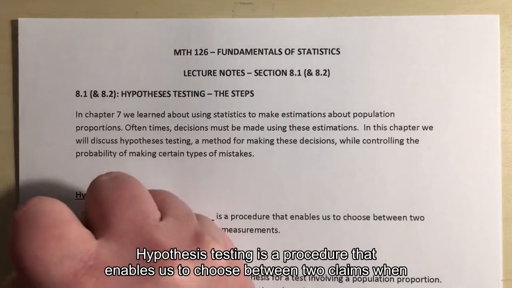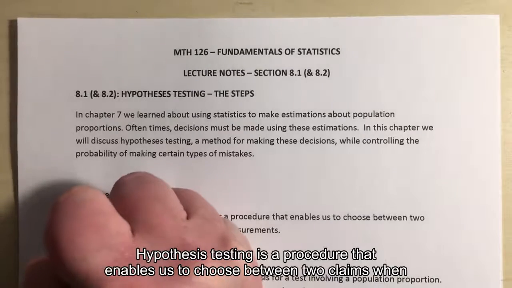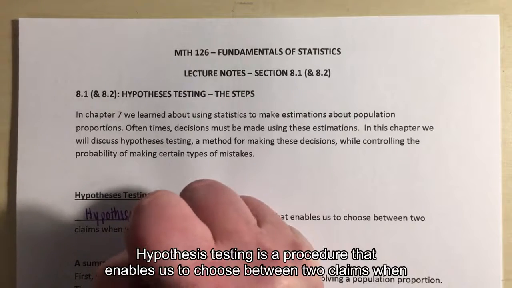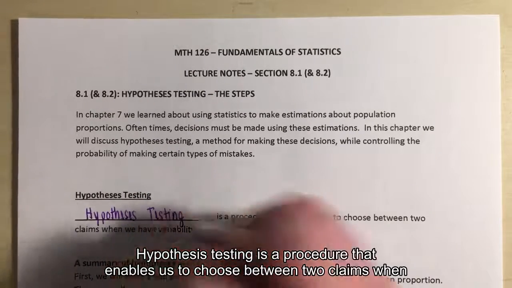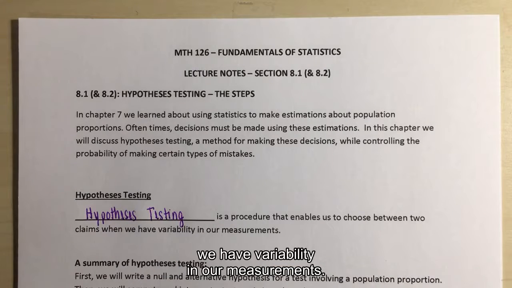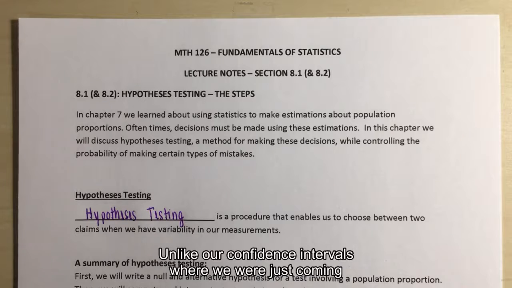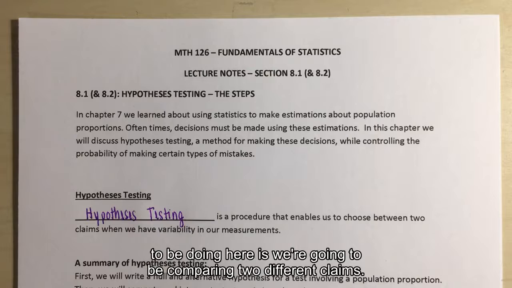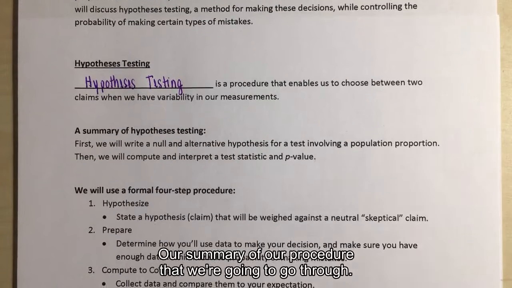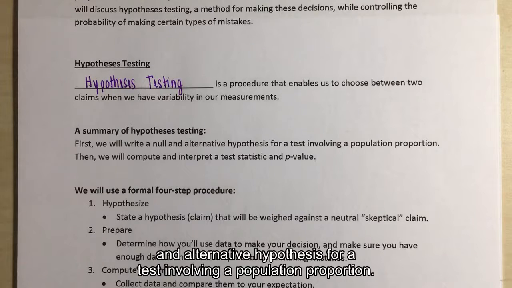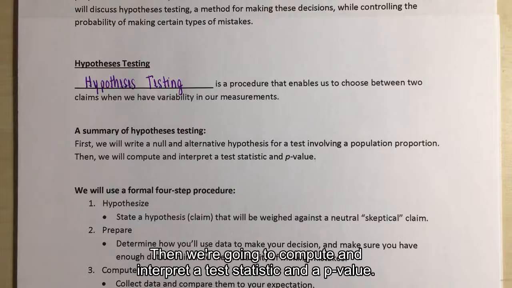All right? So hypothesis testing is a procedure that enables us to choose between two claims when we have variability in our measurements. So unlike our confidence intervals where we were just coming up with estimations, what we're going to be doing here is comparing two different claims. Okay, so our summary of our procedure that we're going to go through. First, we're going to write a null and alternative hypothesis for a test involving a population proportion. Then we're going to compute and interpret a test statistic and a p-value.